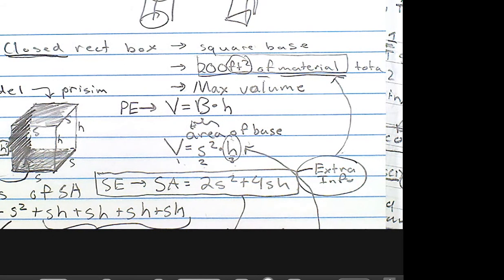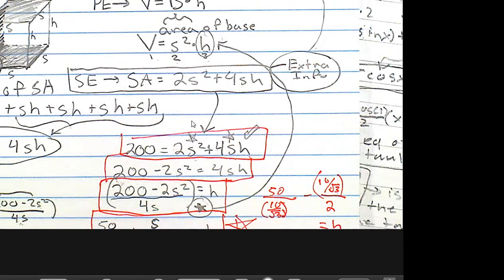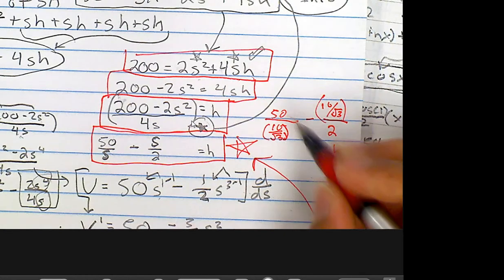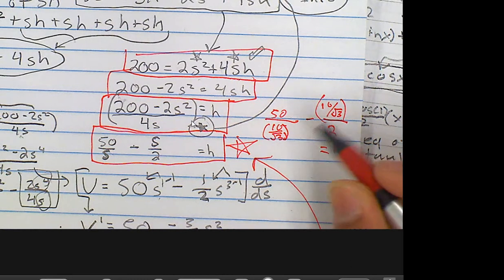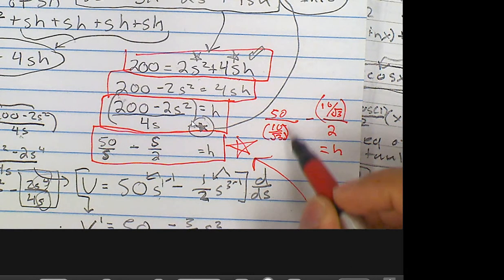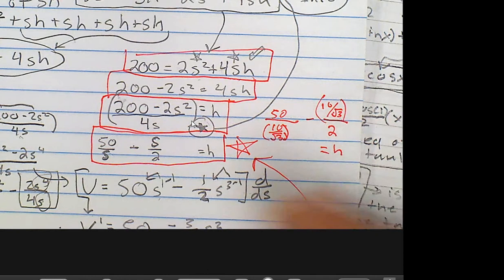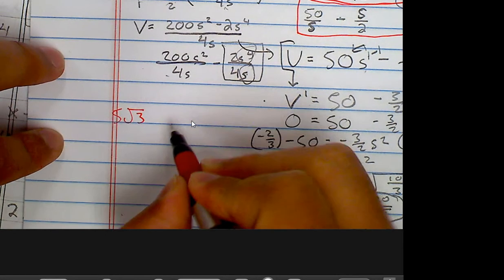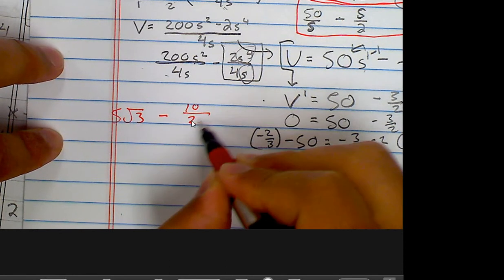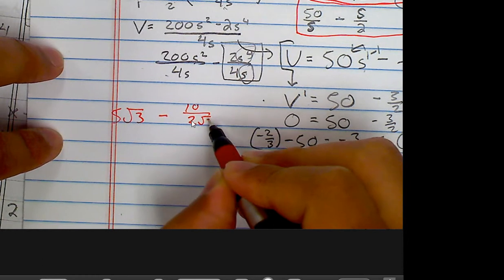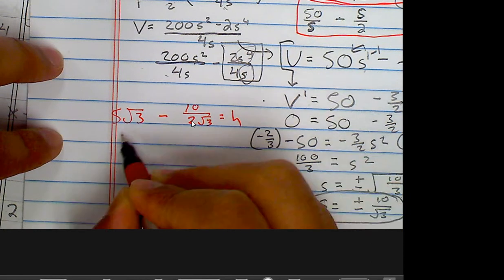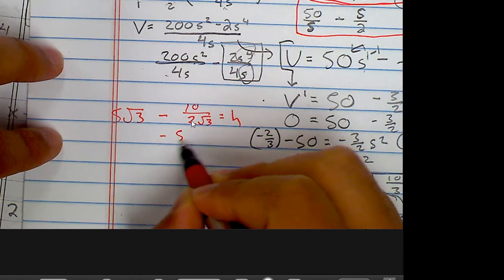Did y'all get a value for H? What do we get? Square root of 3 over 3? 10 square root of 3. I got 5 square root of 3. All right, so let's see. 50 divided by 10 square root of 3, flip, multiply by the reciprocal, you get 5 square root of 3. Minus, flip, multiply by the reciprocal, you get 10 over 2 square root of 3. Yeah, 10 over 2 square roots of 3 equals H. And so you have minus 5 over square root of 3.